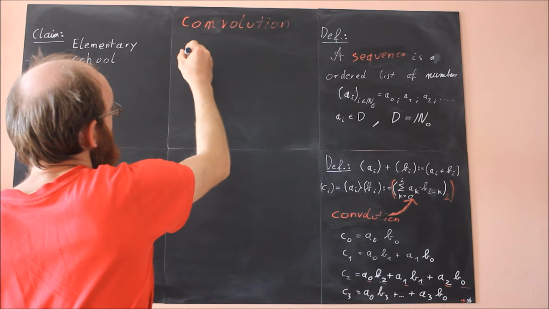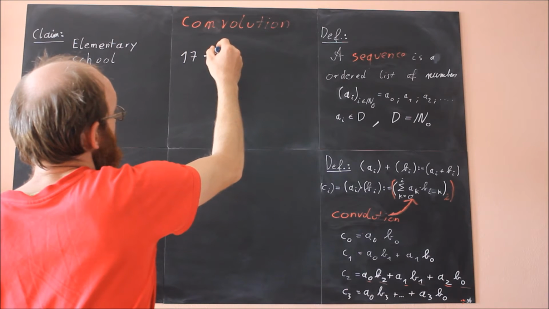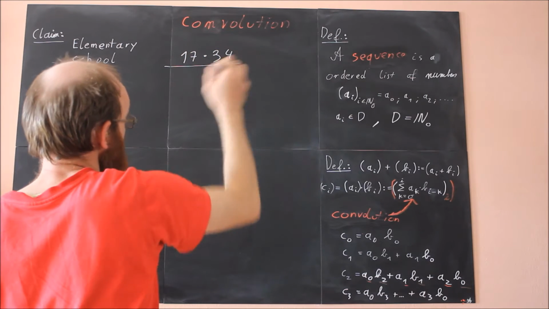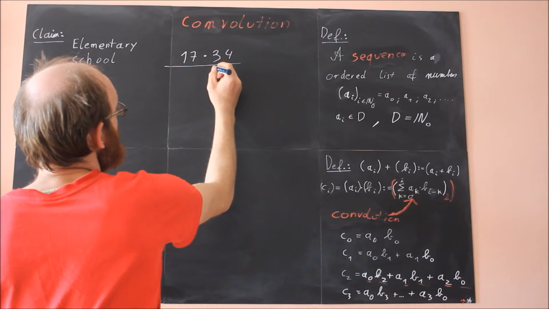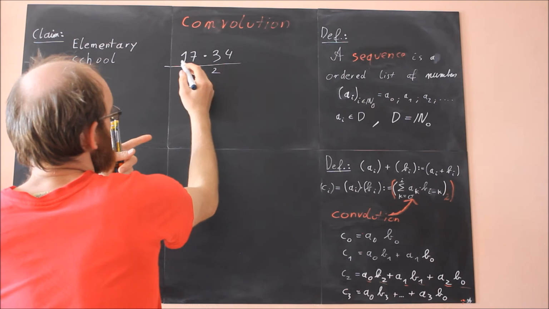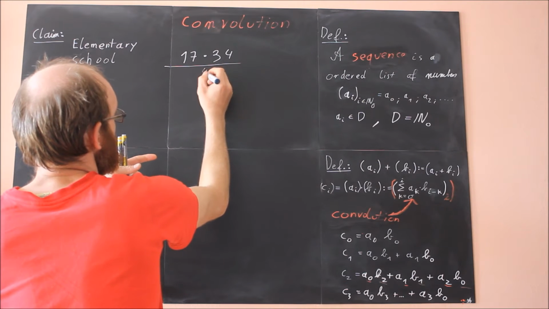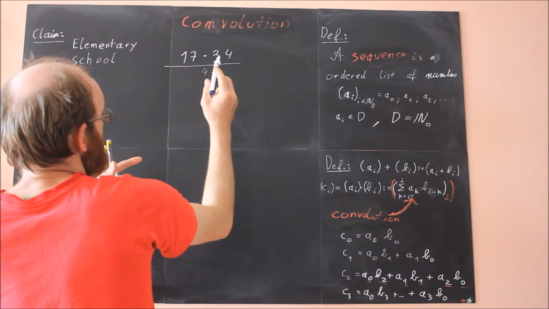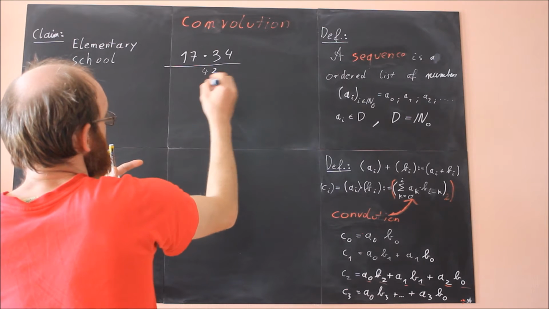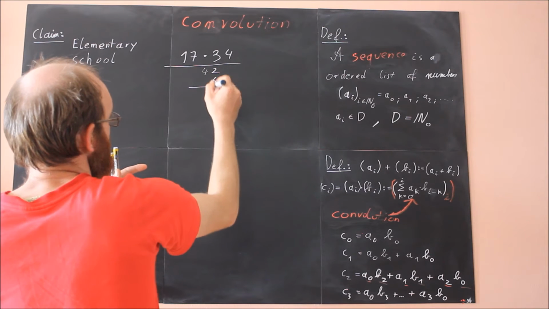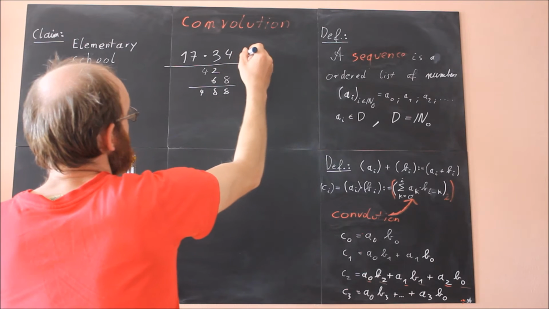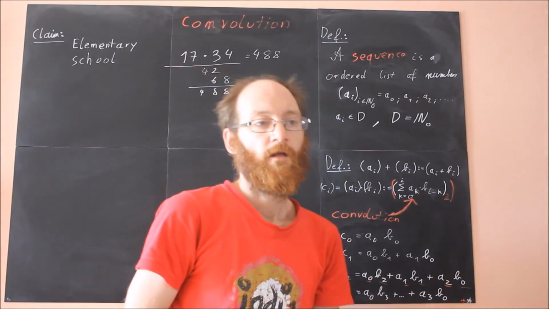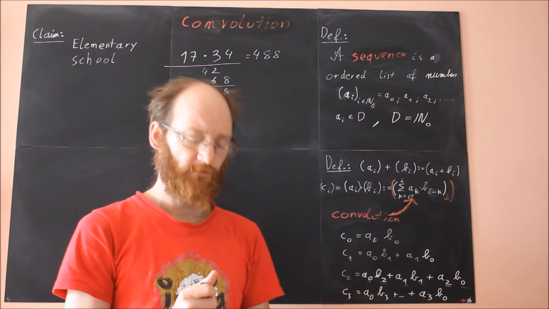Let's say, for example, we have 17 times 34. Okay, how can we do this? 3 times 7, 21. 1 carry digit, 3 times 1 is 3, plus the 1 is 4. Then 4 times 7, 28, 2 carries, 4 times 1 is 4, and the 2 is 6. Then we add them up. We get 488. Okay, but where is the convolution? Where here is the convolution?